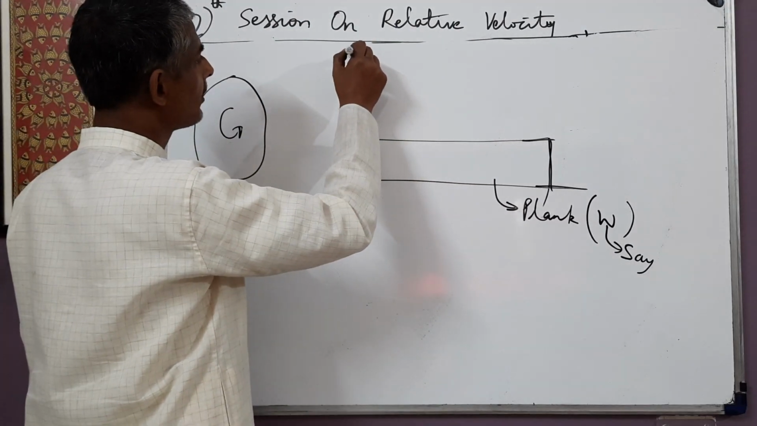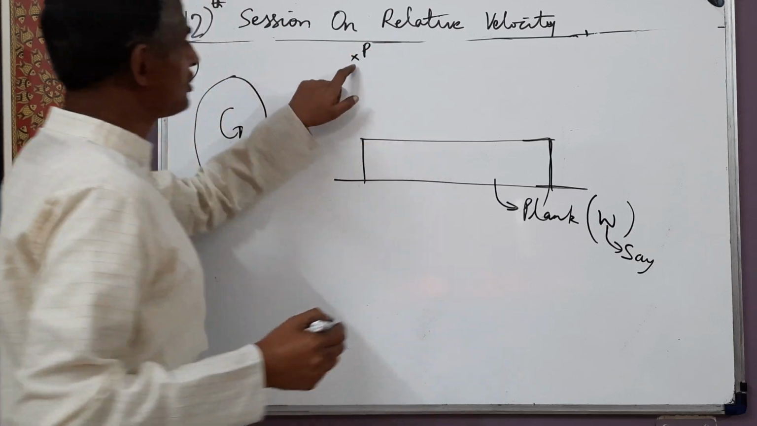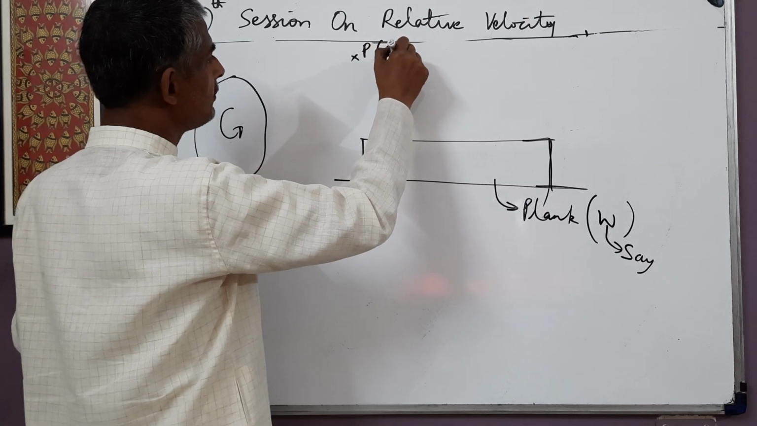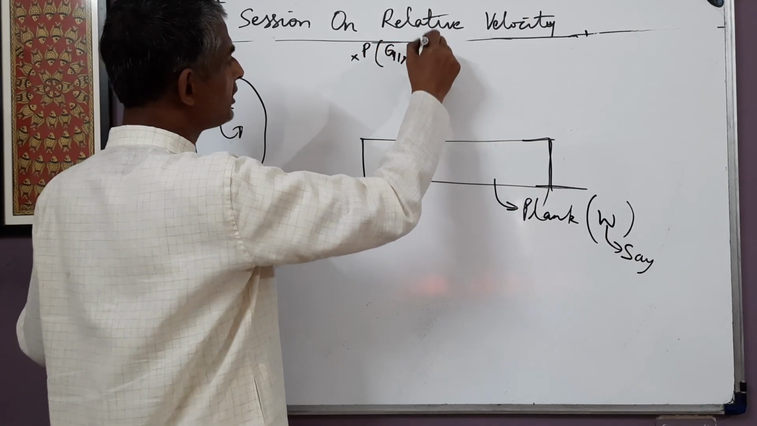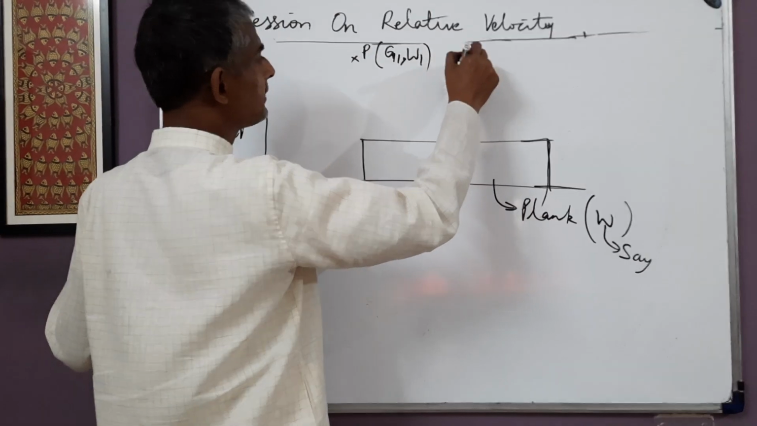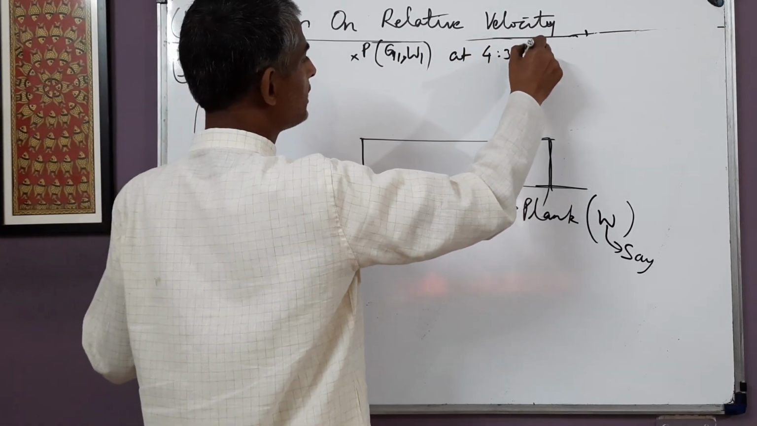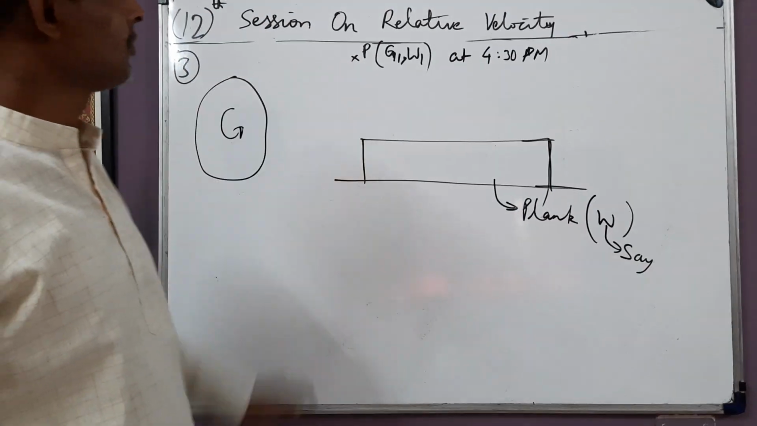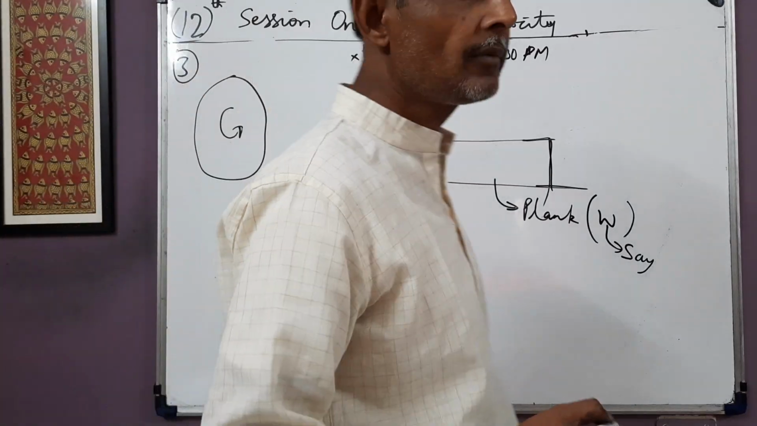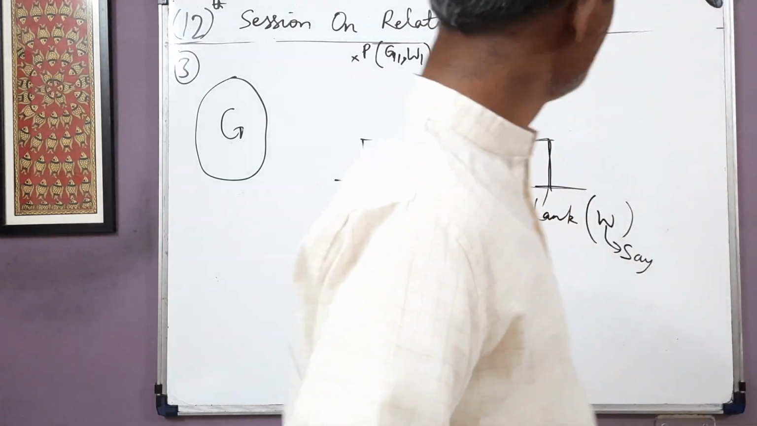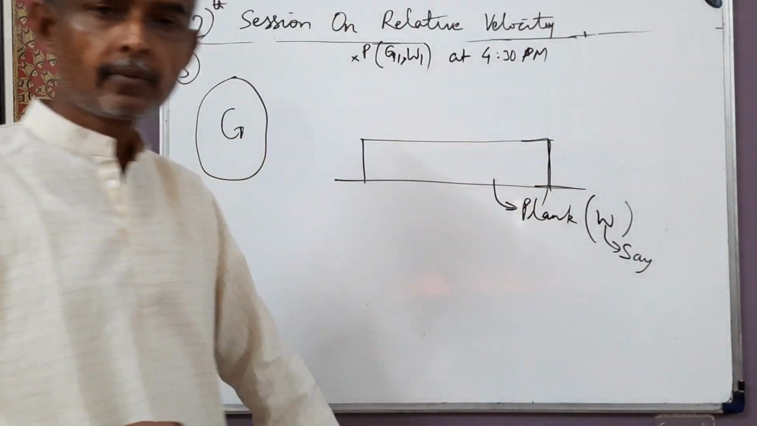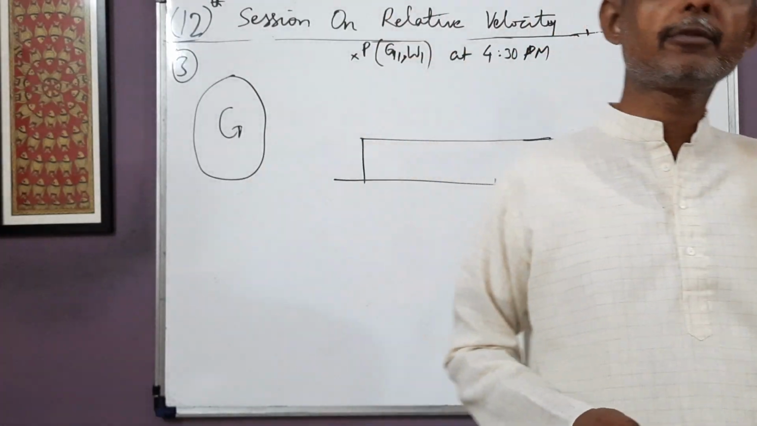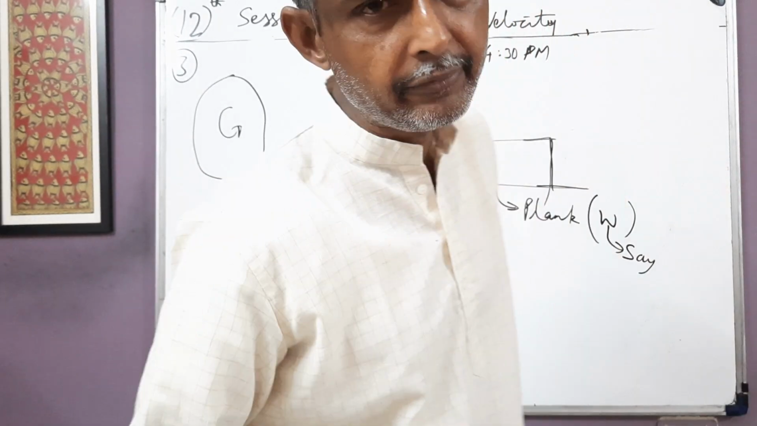Imagine that P is a moving point which is initially here. So P occupies location G1 of the ground frame and location W1 of the plank frame, say at 4:30 p.m., 4:30 in the evening. Point P is here. It occupies location G1 of the ground frame and location W1 of the wedge frame. This is the situation at 4:30 p.m.